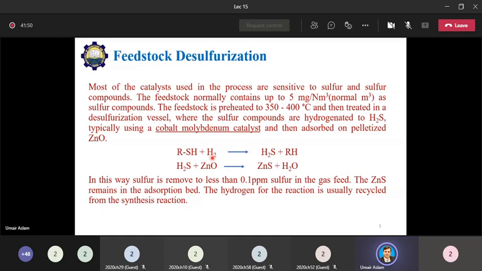Now, this hydrogenation reaction takes place at 350 to 400 degrees C in the presence of a cobalt molybdenum based catalyst. This is the first step in which sulfur is converted into hydrogen sulfide. Then this hydrogen sulfide is adsorbed onto a zinc sulfide bed. After the adsorption, the bed takes all the sulfur. As a result, the sulfur is removed from the hydrocarbon.